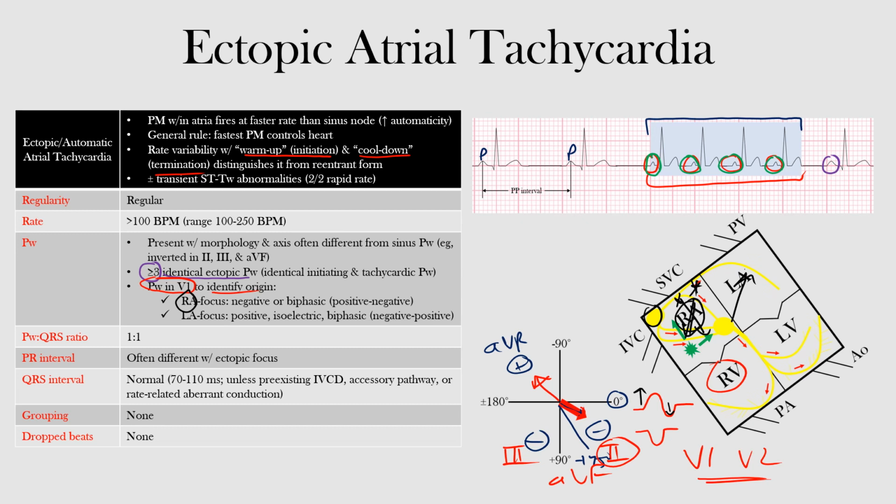Now the other thing we can see is if it originates in the left atrium. If it's originating in the left atrium, it could be positive, meaning that it'd be like this, or it would be isoelectric, just flat. Or it could be biphasic, and in this case, if it was biphasic, we said it could be negative and then positive.